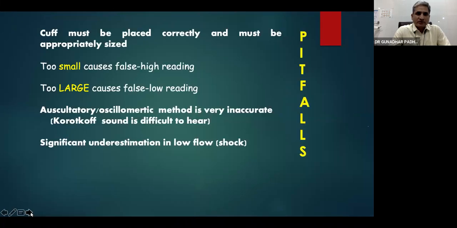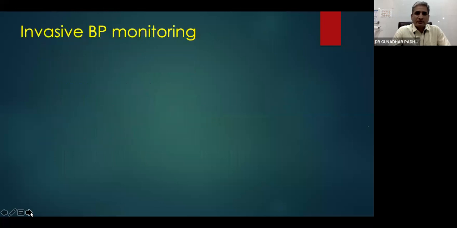The more important thing is, whenever we are measuring blood pressure with cuff-based manual methods, ideally the size of the cuff is very, very important. Most of the time we forget that, and a small cuff can cause a falsely high reading, and a large cuff can sometimes cause a falsely low reading. The auscultatory or oscillometric methods can be very inaccurate, but the trend sometimes gives you a clue. There is significant underestimation in low cardiac output states. So whenever the person is in hypotension or shock, probably these methods will not give you an accurate reading. That is the reason we insist that our registrars and colleagues always use invasive blood pressure monitoring whenever the person is in a shock state.